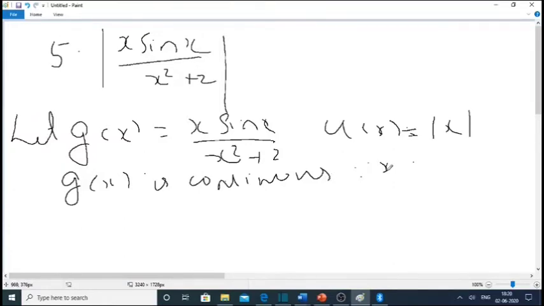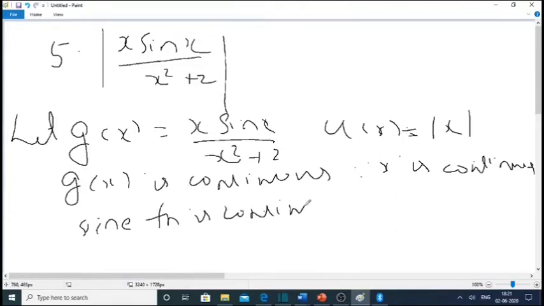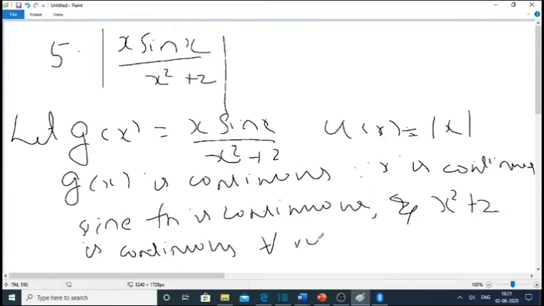Since x is continuous, sine function is continuous, and x square plus 2 is continuous. x square plus 2 becomes zero when x equal to plus or minus root 2i, but that is not a real number. So x square plus 2 is continuous for all real numbers.